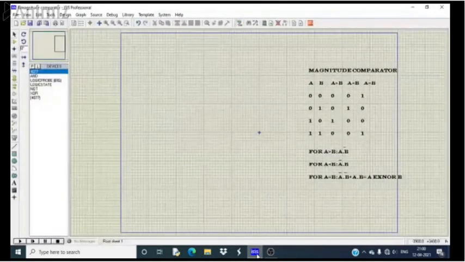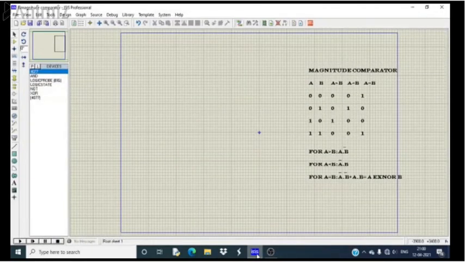Hello friends, in this video we are learning about the magnitude comparator. In a magnitude comparator we compare the magnitude. Here are two inputs A and B and three outputs: A greater than B, A less than B, and one for A equal to B. When both inputs are equal then A equal to B becomes 1. When A is greater than B then the A greater than B output becomes 1. And when A is less than B then the A less than B output becomes 1.